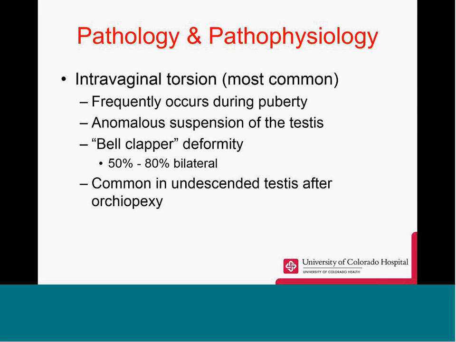There's a couple different types of torsion. Our most common is intravaginal torsion. An anomalous suspension of the testis by a long stalk of the spermatic cord results in a complete investment of the testis and epididymis by the tunica vaginalis. This type of torsion frequently occurs during puberty, and this is termed the bell clapper deformity. Approximately 50 to 80% of these bell clapper deformities are bilateral. Intravaginal torsion is also common in an undescended testis after orchiopexy.